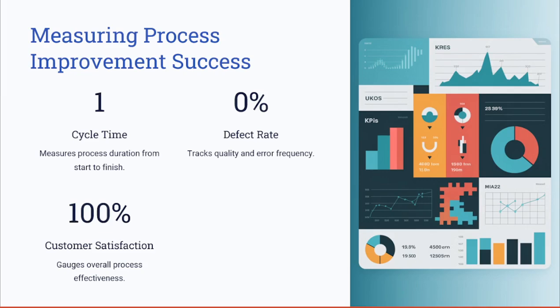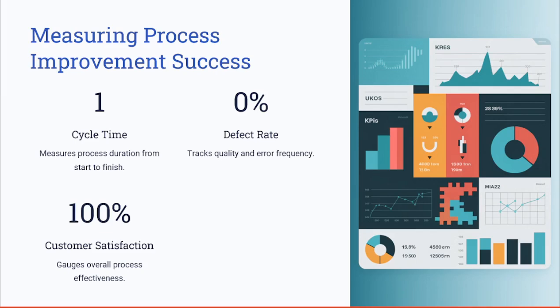Measuring the process improvement success. To ensure the process improvements are effective, we need measurable success criteria. Key performance indicators, known as KPIs, help track the progress and highlight the areas that need further refinement. So ensure you use KPIs to track the progress, to compare your baselines with the process improvement, and to ensure that your process improvement is making an impact.